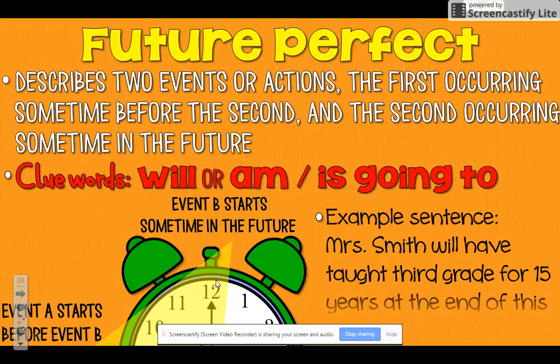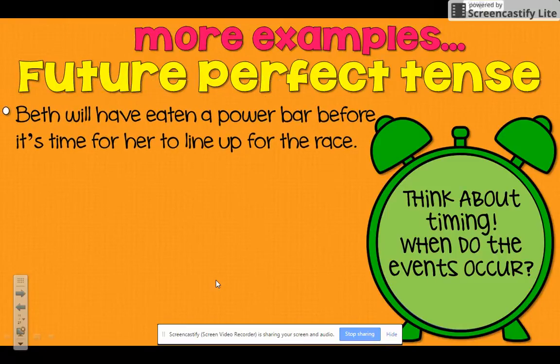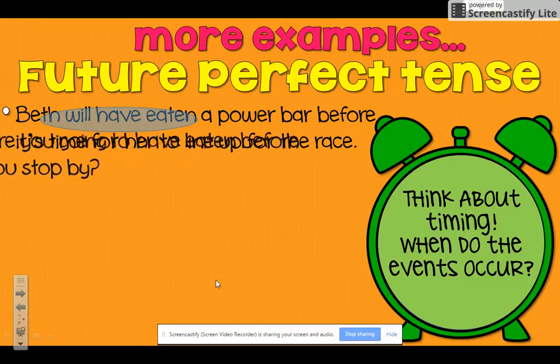Our keywords are will or am. And if we take a look at a couple sentences: Beth will have eaten a power bar before it's time for her to line up for the race. Looking for those keywords, will or am. Found it right there, will have eaten is our future perfect verb. So we don't know when she's going to eat this power bar. We do know the race has not started yet. That's in the future. But sometime before that race, she's going to eat that power bar.